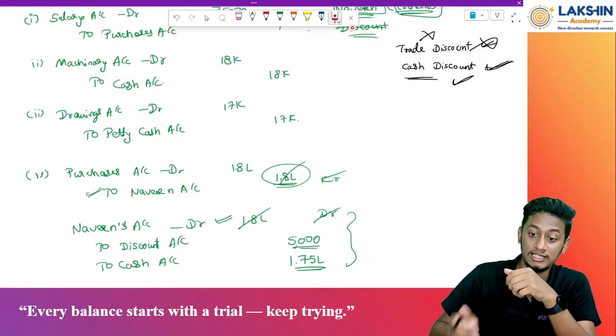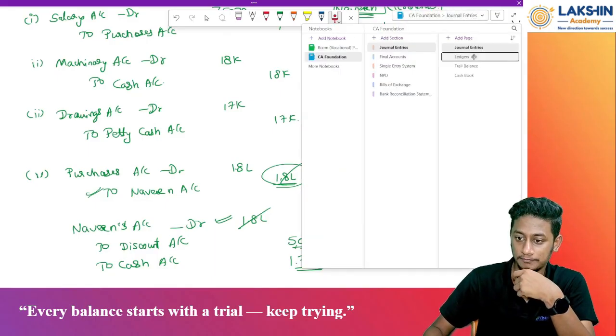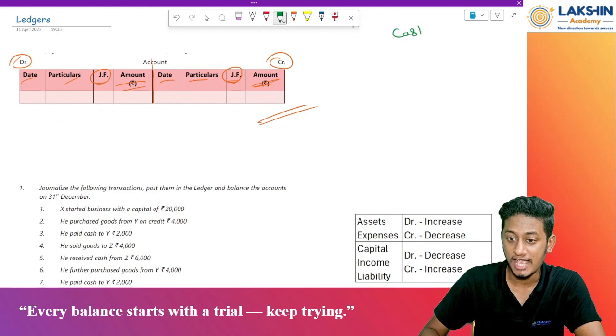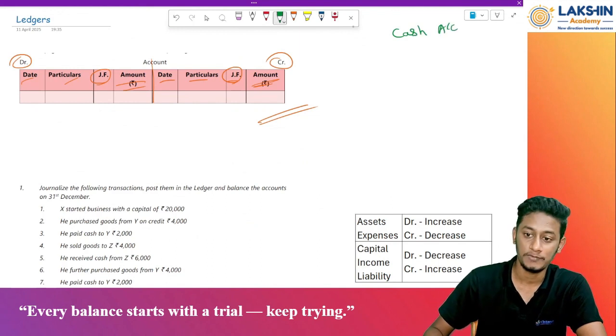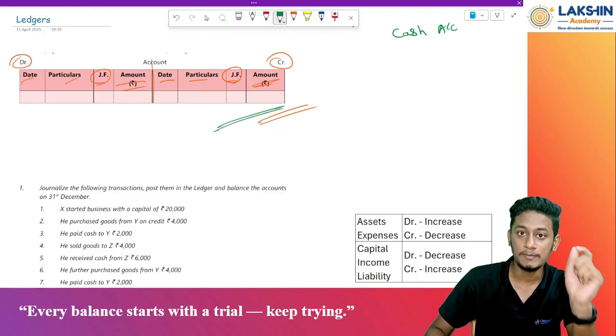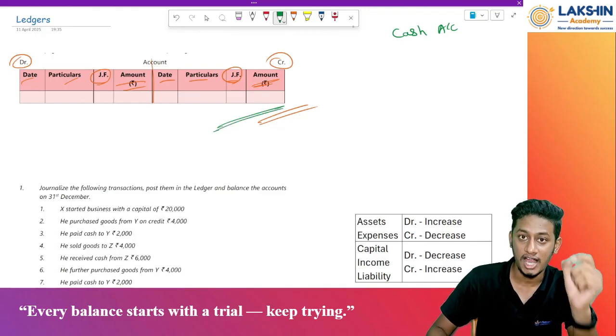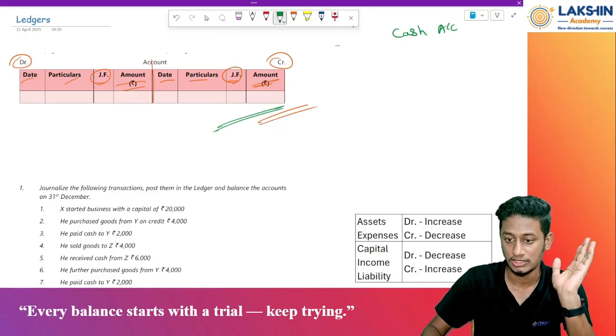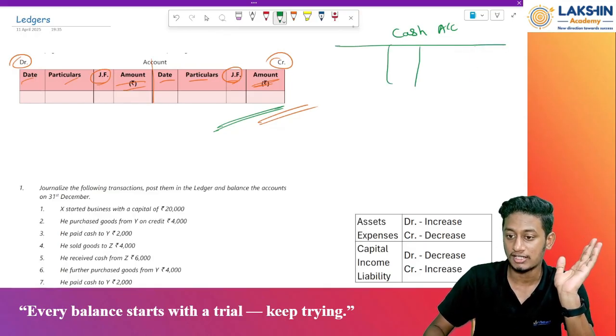Now what does a ledger do? In ledgers, we prepare a ledger for each account that we have passed in the journal entry. So we prepare a single ledger. This is the format of a ledger. We prepare a ledger for each kind of account we have opened in the journal book or the journal entries. So this is my cash account.